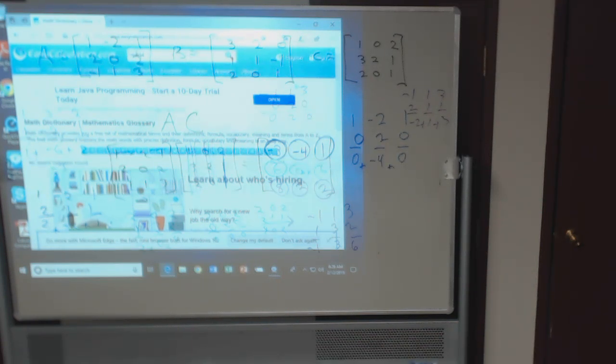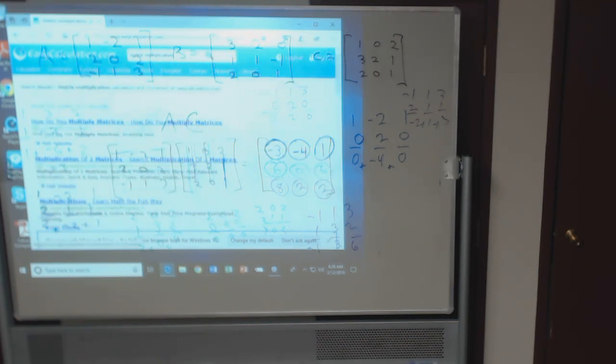Matrix. Matrix multiplication. How do you multiply matrices?